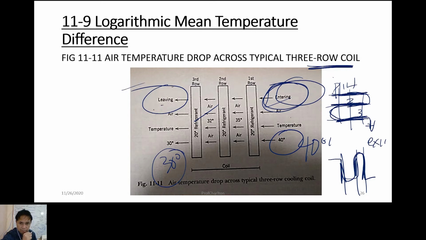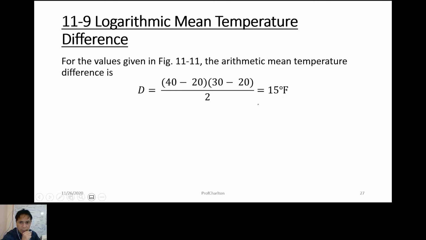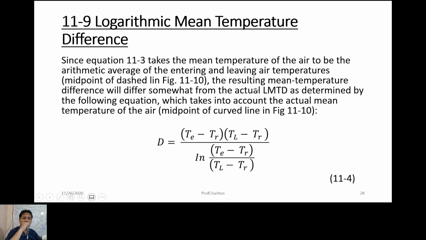Can you see? 20, 20, 20, no? So it is row 1, row 2, row 3. So the temperature inside the tube is 20, and here, now temperature inside the tube, this is the entering, this is the leaving, divided by 2. So you have a mean temperature difference of 15 degrees Fahrenheit.